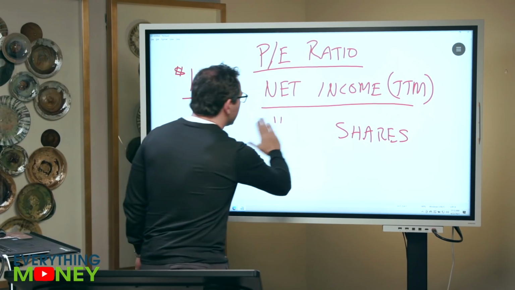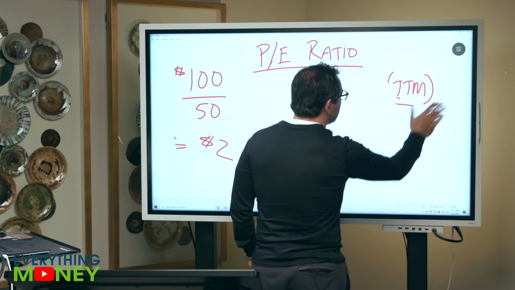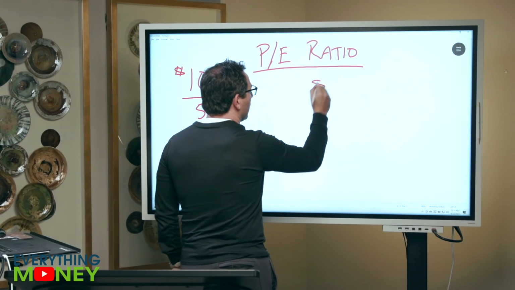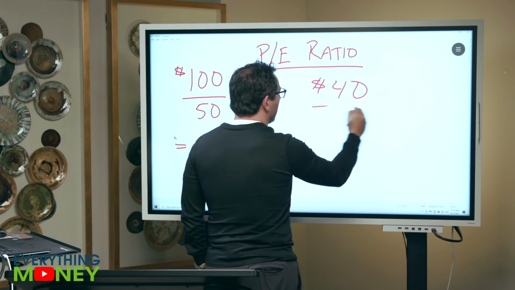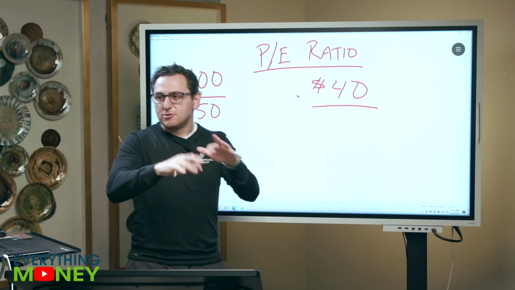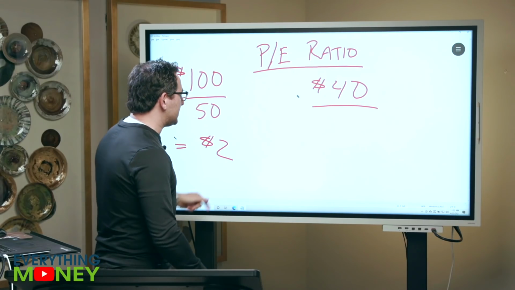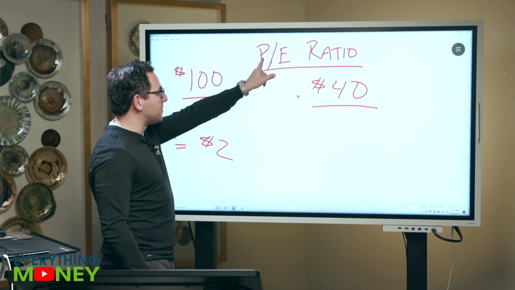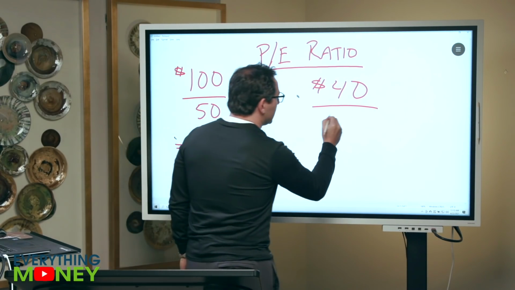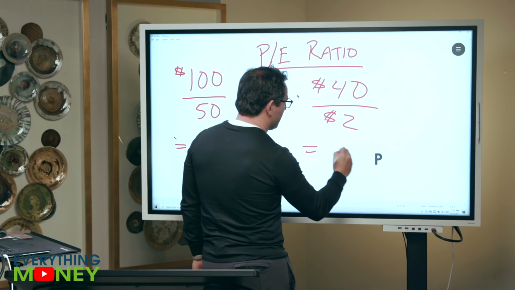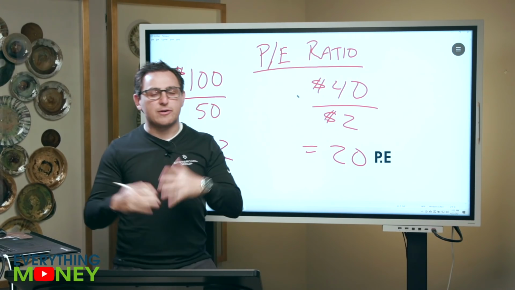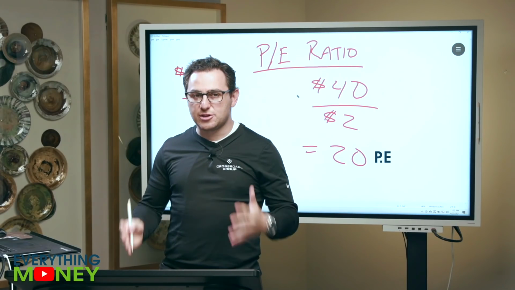Now, to get the PE of it, let's say the company is currently selling for $40 per share on the market. You go to the stock ticker symbol, you type it in, and it says the current price is $40. To get the PE, you take the $40, which is the price, and divide it by the earnings per share of $2, and you have a PE of 20. Very simple, right? That's how you can do it.